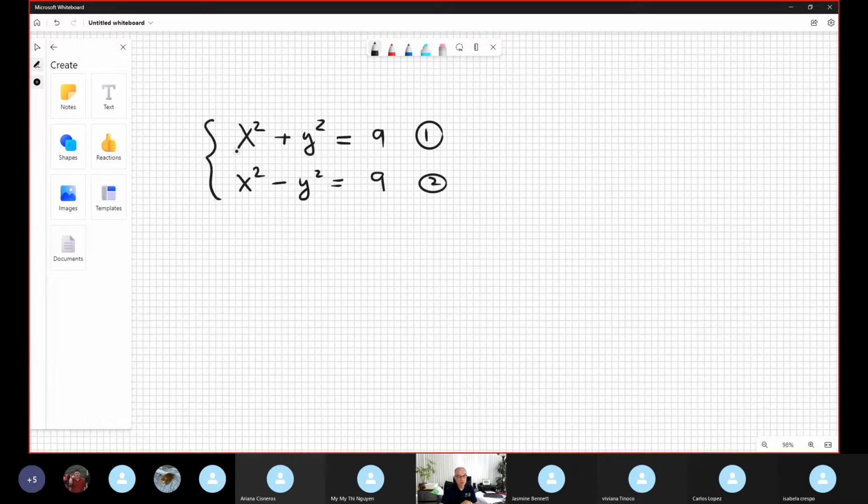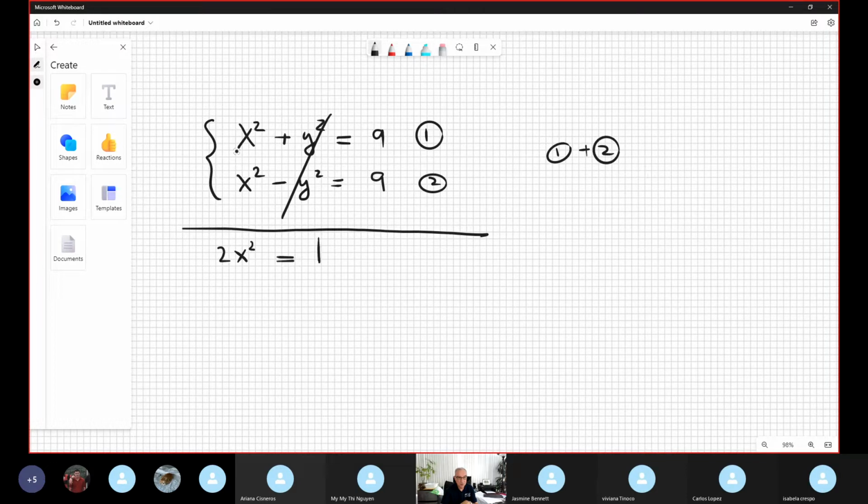Well, it's ready for elimination. No? So you add one equation plus two equations, and something interesting happened because this is 2x squared. This is cancelled. It's gone. Equal 18. 9 plus 9 divided by 2. X squared is equal 9. And apply the square root to both sides, plus or minus 3.